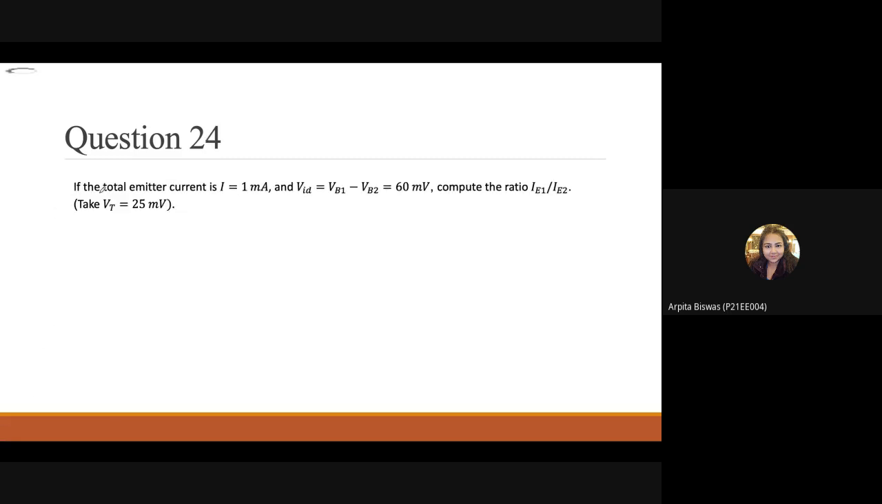This is question number 24. If the total emitter current I equal to 1 milliamp and VID equal to VV1 minus VV2 equal to 60 millivolt, compute the ratio of IE1 by IE2. Take VT equal to 25 millivolt.